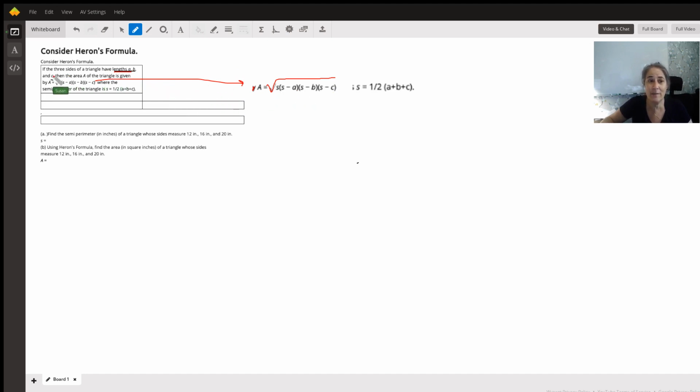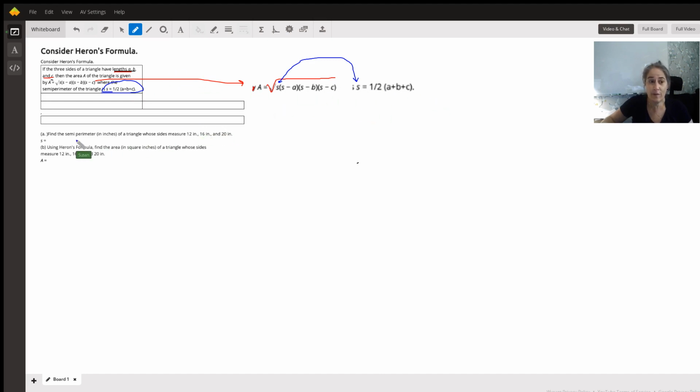The side lengths are A, B, and C. But we also need to know this number that is S. And S is the semiperimeter, halfway around the triangle. You can see there's another formula right here that tells us how to find S. S is half of A plus B plus C.